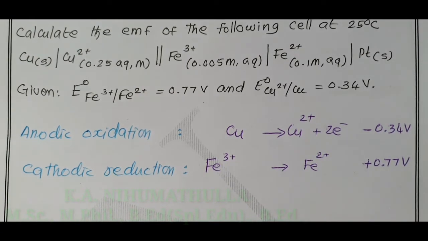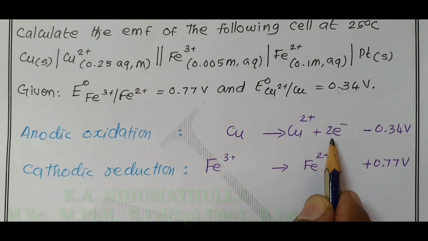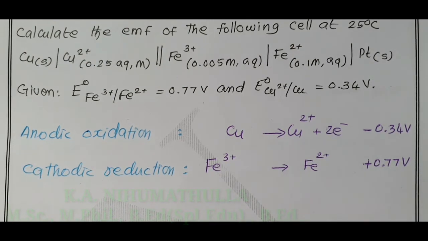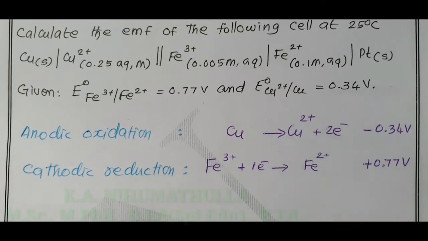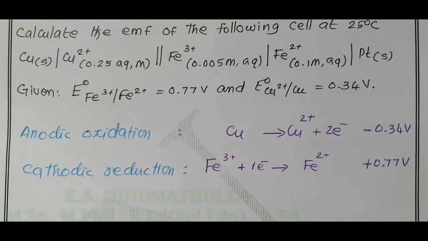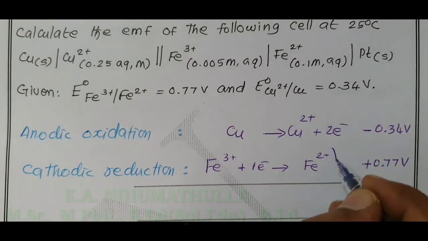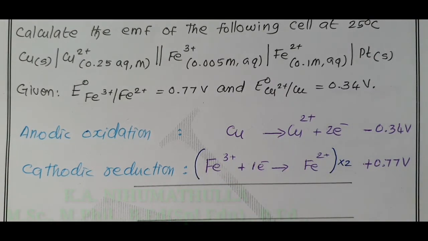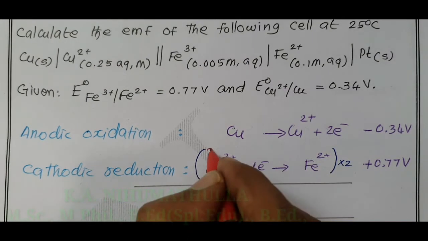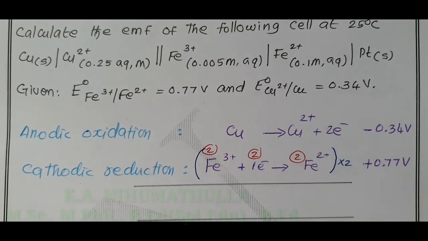When we add the two reactions, we have to equate the number of electrons in both equations. Here there are 2 electrons, but here the reaction involves gain of 1 electron. So we have to equate the number of electrons, and for that the second equation is completely multiplied by 2. 2 into 1 equals 2.